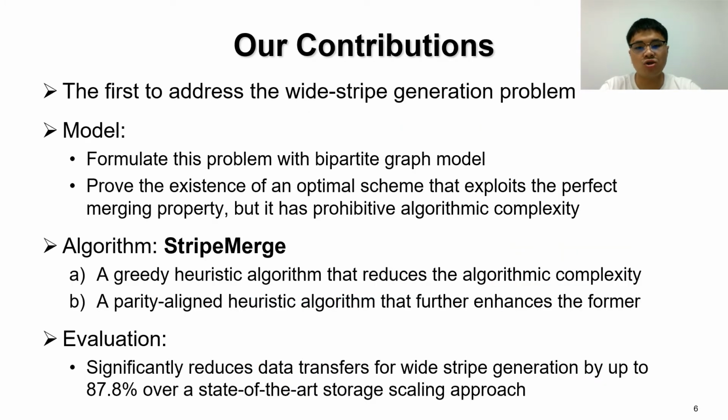Okay, before stepping into the details, let's glance at what we have done. We first addressed the wide stripe generation problem. We modeled the problem with a bipartite graph, making some formulations and proofs. We designed StripeMerge, which consists of two heuristic algorithms for the problem. And in evaluation, we can see that our approach really works.